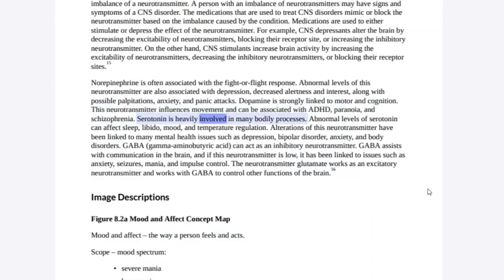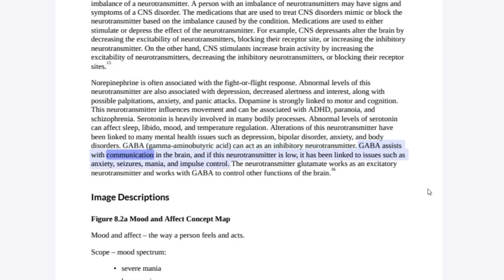Serotonin is heavily involved in many bodily processes. Abnormal levels of serotonin can affect sleep, libido, mood, and temperature regulation. Alterations of this neurotransmitter have been linked to many mental health issues such as depression, bipolar disorder, anxiety, and body disorders. GABA can act as an inhibitory neurotransmitter.